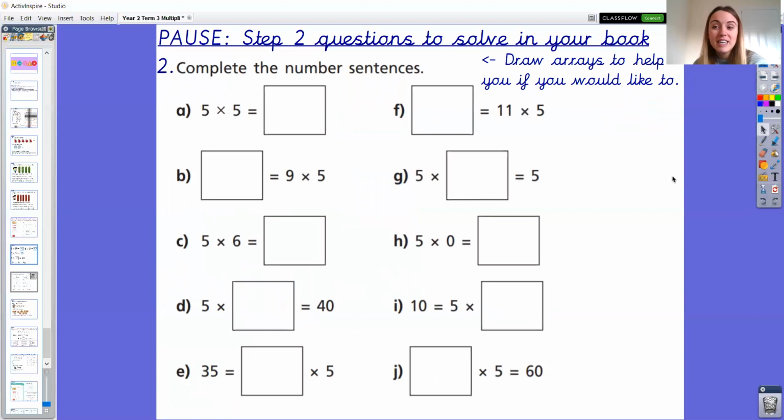Okay, so on your screen now, you can see step 2. So very similar to when we were doing our 2 times tables. There's quite a few questions on step 2 that you can choose to either use this to practice your quick recall when writing down your facts, or draw arrays to help you solve each multiplication if that's helpful, okay? So please pause the video here and complete step 2.